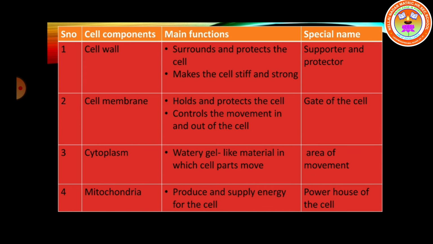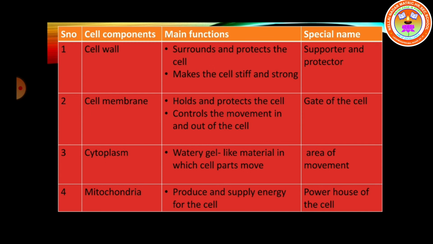So, let us see what the cell components are, their functions and their special names. So, cell wall, what is the function of the cell wall? It helps in protection and surrounds the cell. So, it surrounds and protects the cell and it makes the cell stiff and strong. What is the special name given to the cell wall? It is a supporter and a protector.